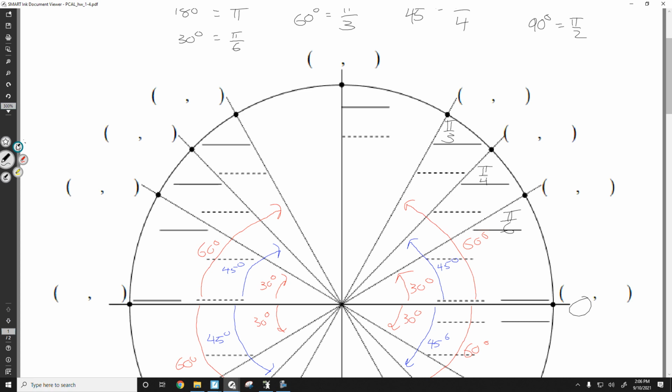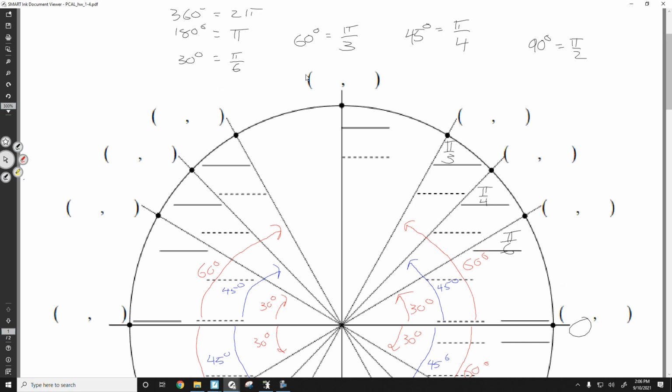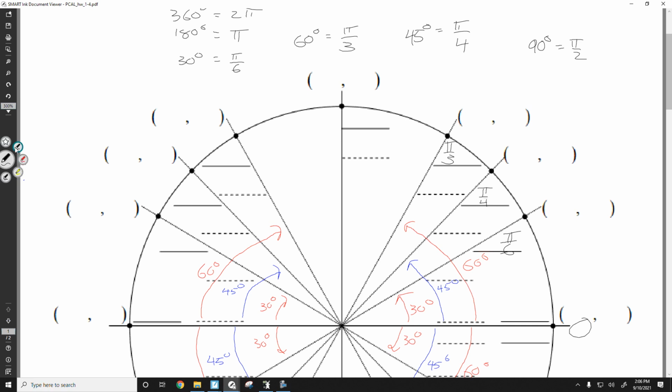All right, ready? We know 60 degrees is pi over 3, right? What's this angle here? Well, it's 60 degrees away from pi, right? We know this is pi.